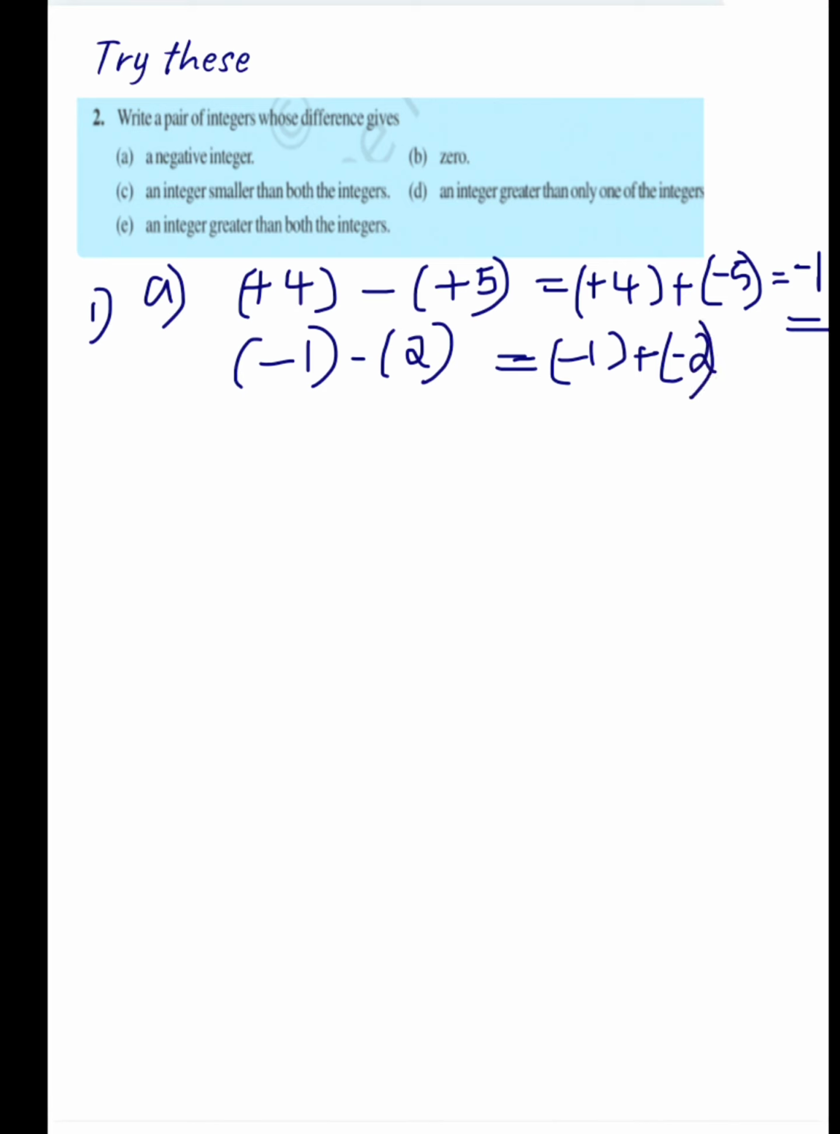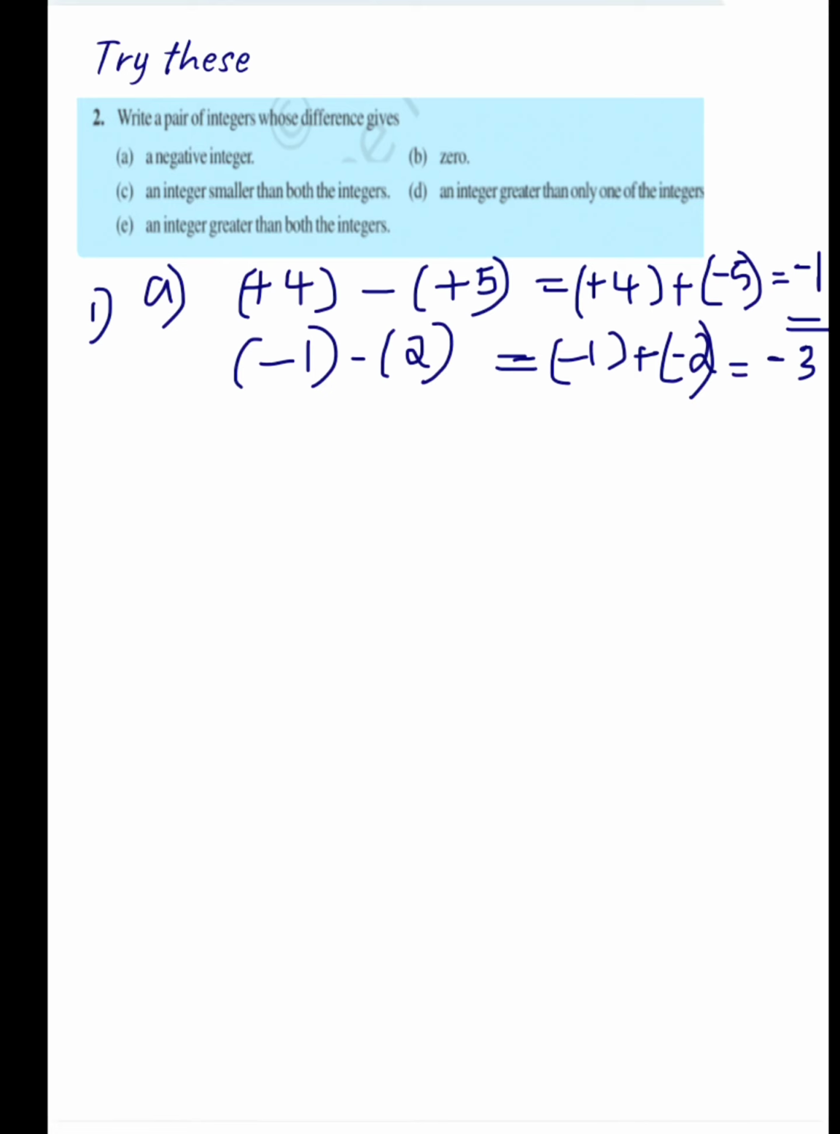Minus 2. So minus 1 plus minus 2. Integers having the same sign, then you have to add them and put the negative sign. So minus 3. Here we got a negative integer as the answer. So here the only thing is the second number should be greater than the first number, then you will get the answer as a negative integer.